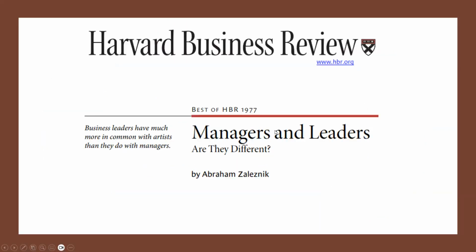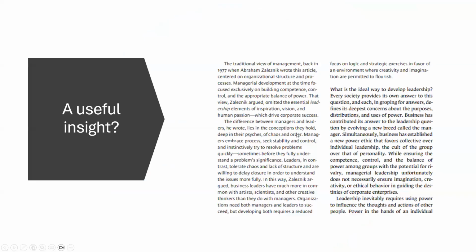Where that comes from is this reference. I really recommend you have a quick look at this article. It's an old one, but it makes lots of really interesting points about the relationship between managers and leaders. Abraham Zaleznik talks about the difference and the tension between the two. Business leaders have much more in common with artists than they do with managers. I'm just going to zoom in on this summary piece. It's the second paragraph, I think.